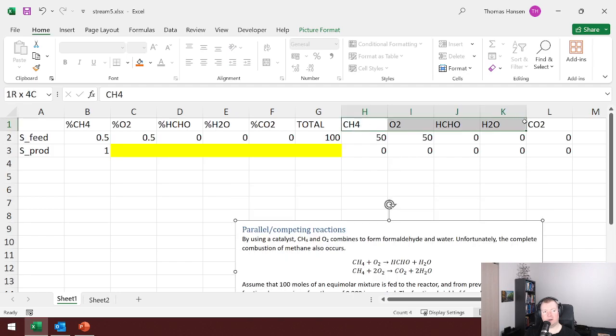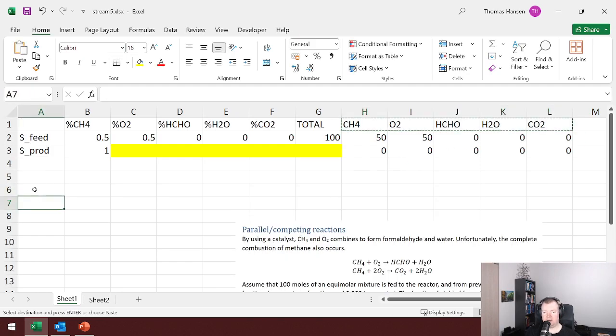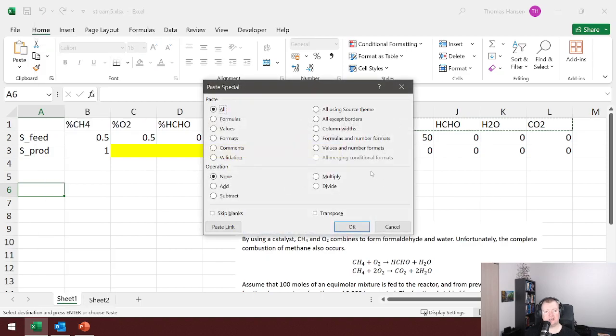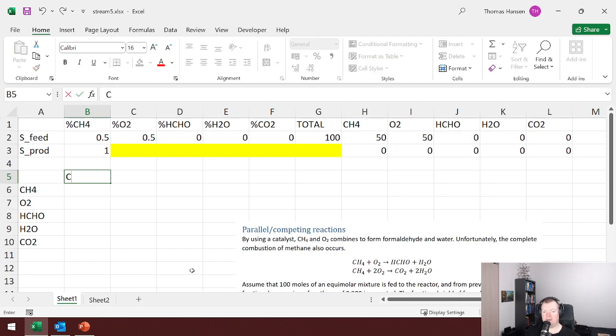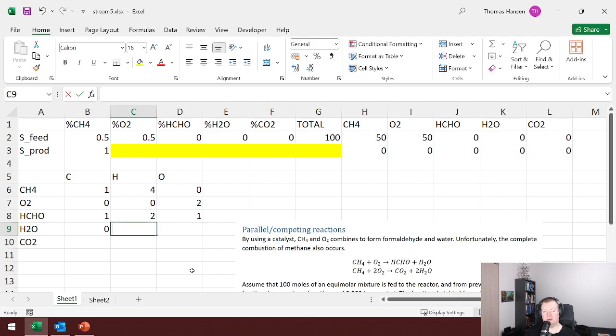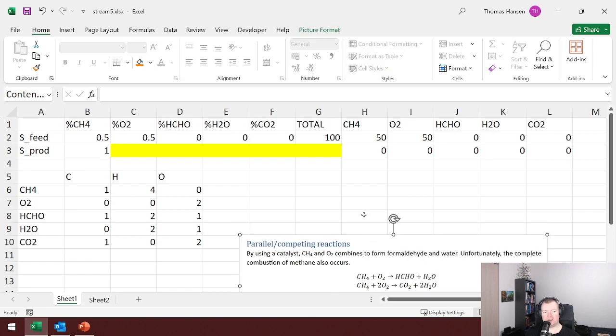Let's take our components here, copy, paste them transposed. There we go, transpose. And then I have carbon, hydrogen, and oxygen that I want to keep track of. 1, 4, 0; 0, 0, 2; 1, 2, 1; 0, 2, 1; and 1, 0, 2. There we go. So that's just the number of atoms that I have in my different components.